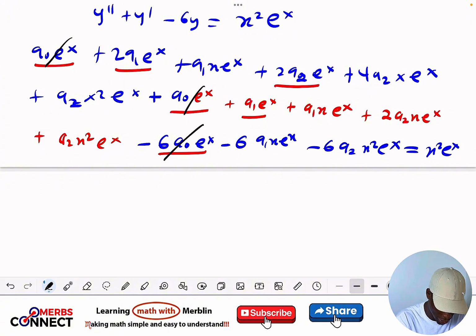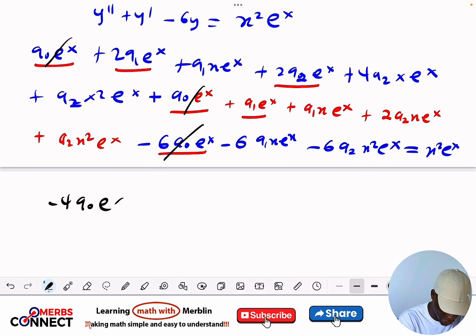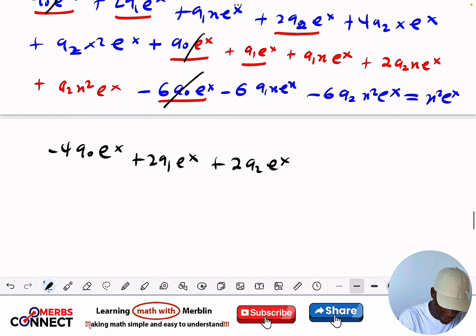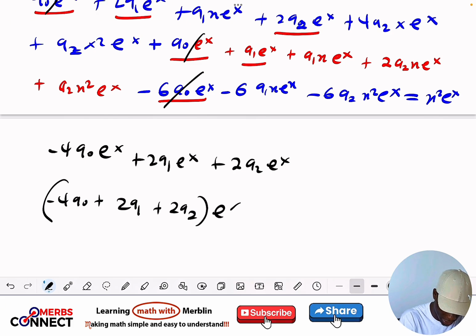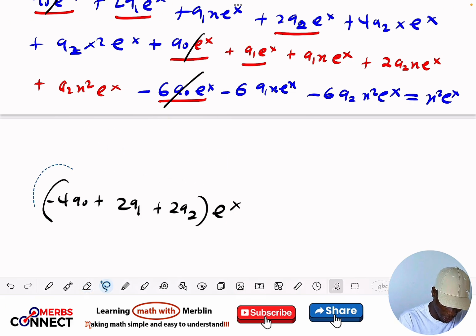And this one. So this is going to give us minus 4a naught e to the power x, right? And then this and this is going to give us plus 2a1 e to the power x plus 2a2 e to the power x. And let me just simplify this one straight. I'm going to have minus 4a naught plus 2a1 plus 2a2, all times e^x when I factor e^x out. So that's what I'm going to get for the first ones.